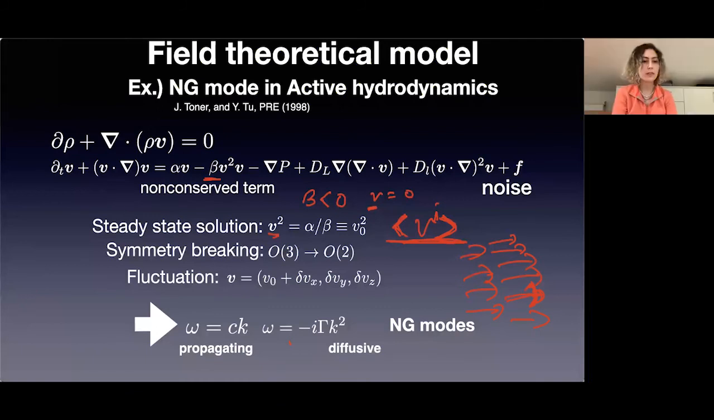Okay, there's no conservation law, but there's a fluctuation. And in this condition, you can understand there should be NG modes, because of fluctuations. Okay. Thank you.